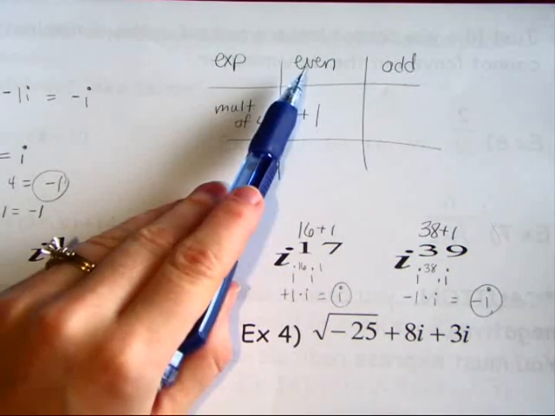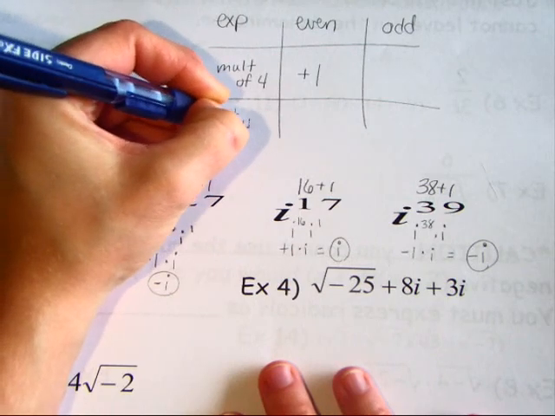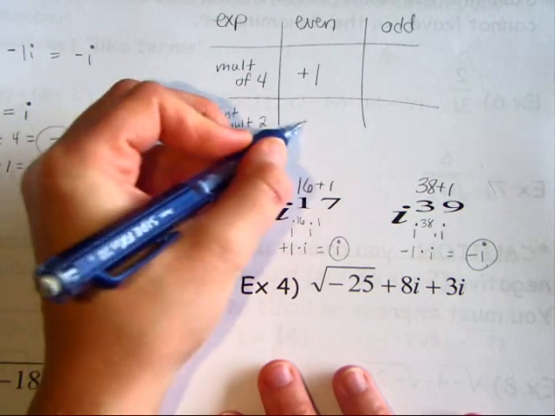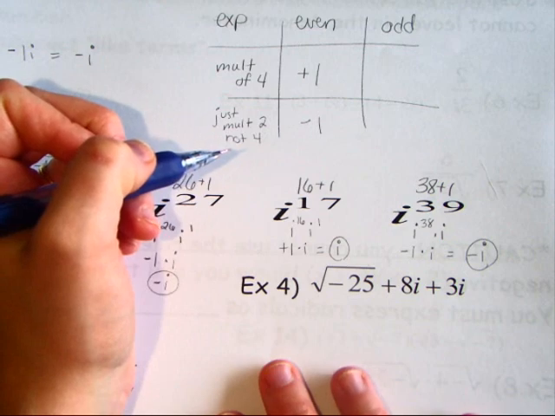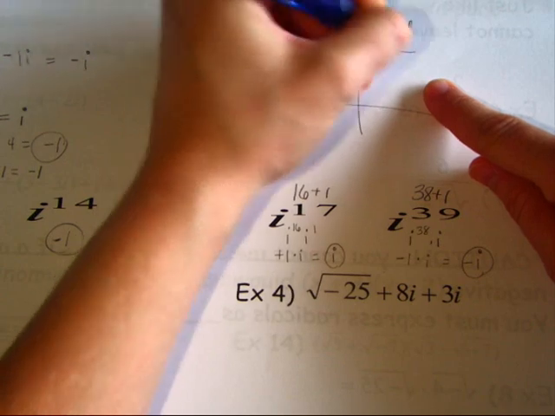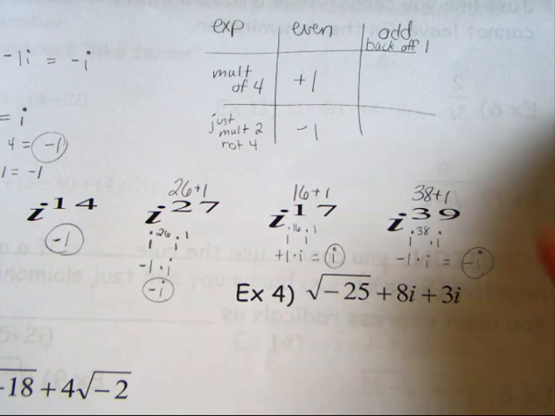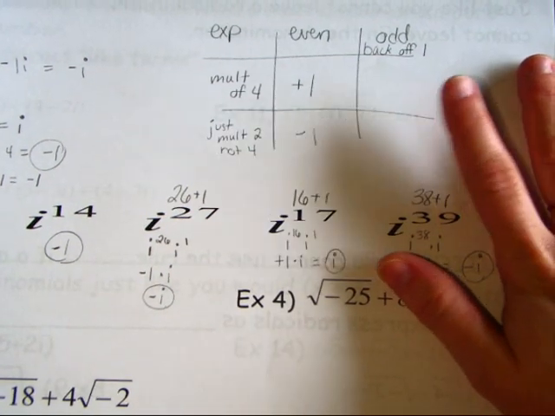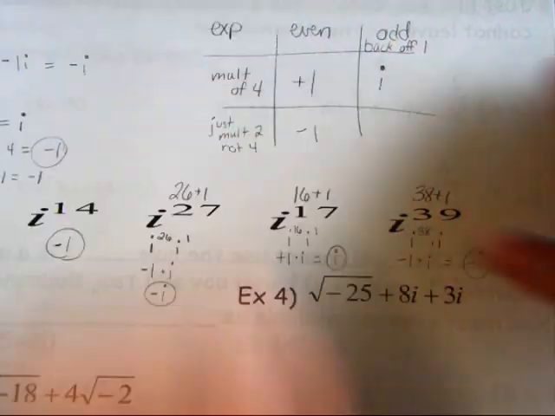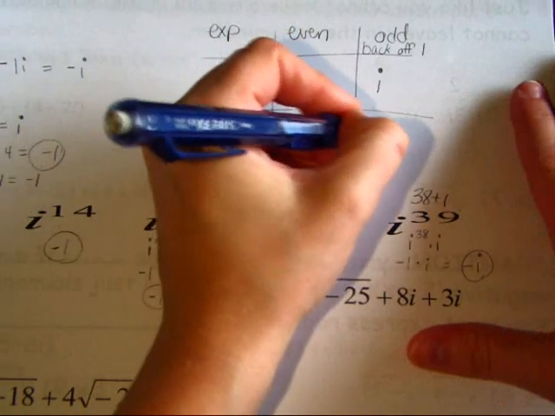If the exponent is even and it's just a multiple of 2, not 4, the answer is going to be a negative 1. Now let's talk about odds. Remember, with odds, you have to back off 1. So let's say that we back off 1 and we get a multiple of 4. Well, if it's an odd, that means it's going to be a positive i at the end. Let's say that we back off 1 and we get just a multiple of 2. That's going to be a negative i.